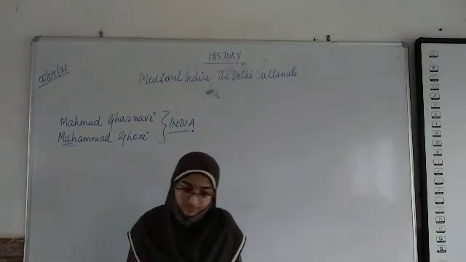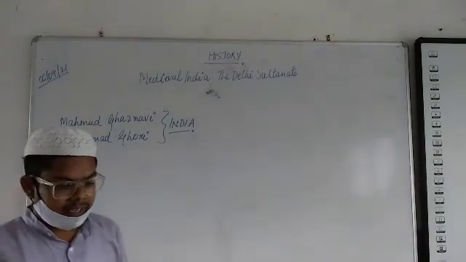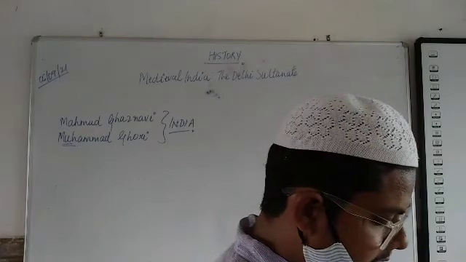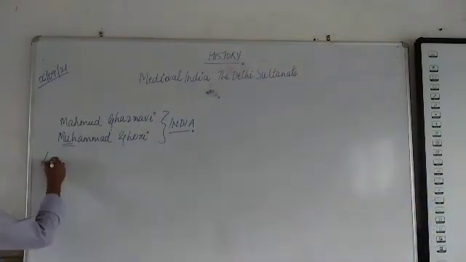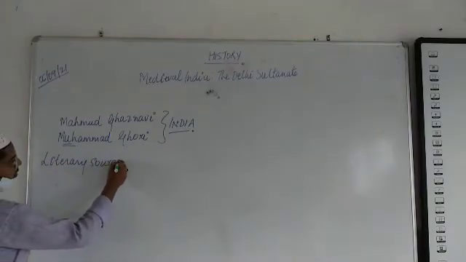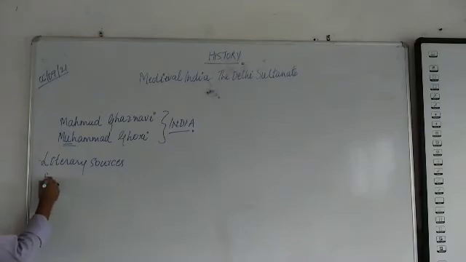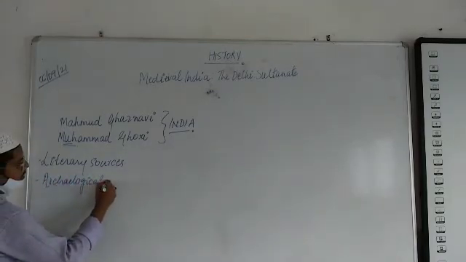Now you go back. You read. The slave dynasty. Let me first jot down the points we have discussed up till now. We talked about literary sources. 55 minutes are left. We just start reading it. Literary sources. Then we have archaeological sources.